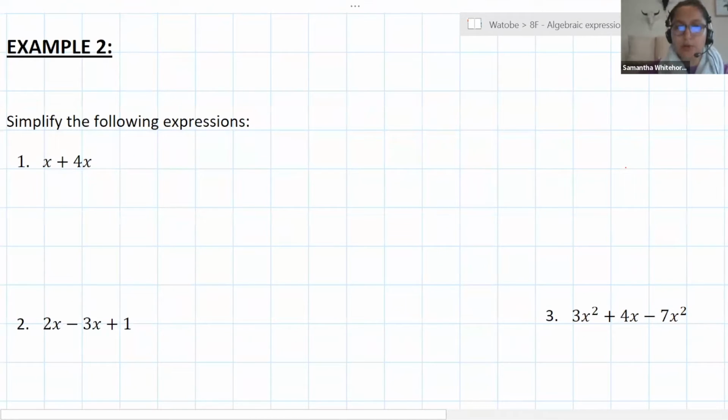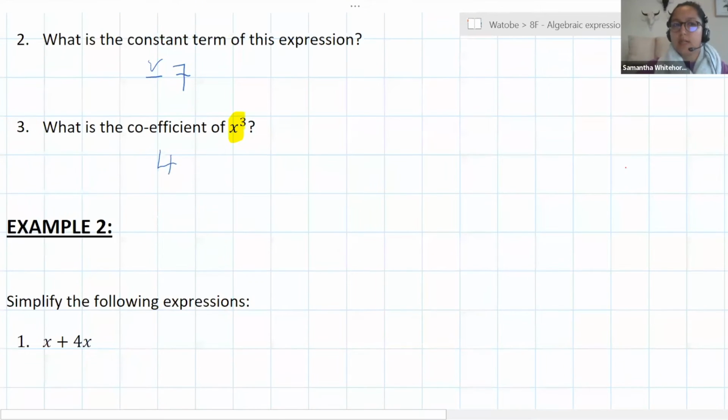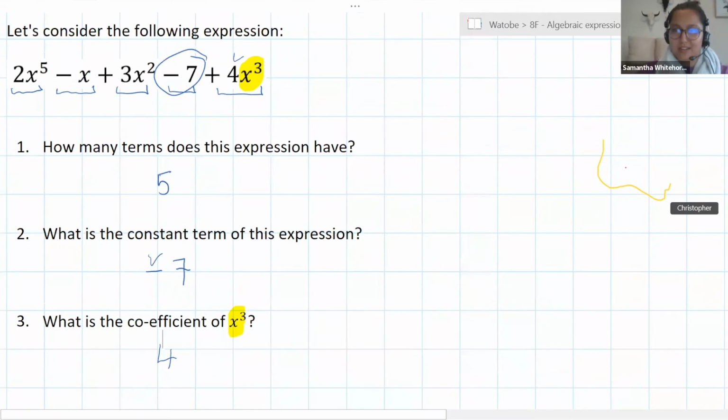Okay, cool. So we want to be able to simplify expressions. Now, the first thing you always want to do when you start to simplify, okay, so I'm going to just hang on here.